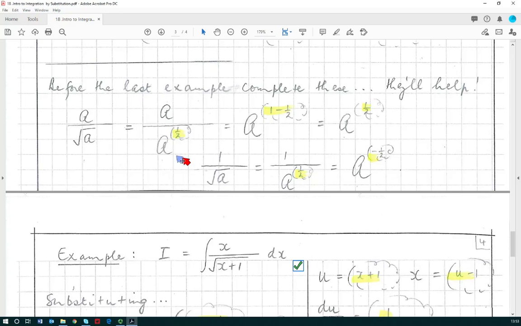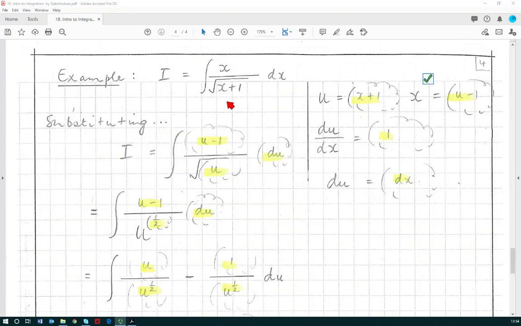This is going to help us in the last example. A divided by root a is a divided by a to the half. You're going to subtract the powers. 1 take away a half, that's a to the half. What about 1 over root a? Well, root a is a to the half. 1 can be regarded as a to the power 0. So I'll get 0 take away a half, and that's how I got a to the minus a half there. That is going to help us in our next example.